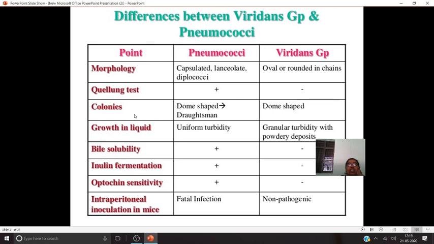Then colonies, how are the colonies? Here in pneumococci they are dome shaped, and not only dome shaped, the Draughtsman or coin appearance will be there. Here in viridans only dome shaped appearance we are seeing. Then how is the growth in liquid?